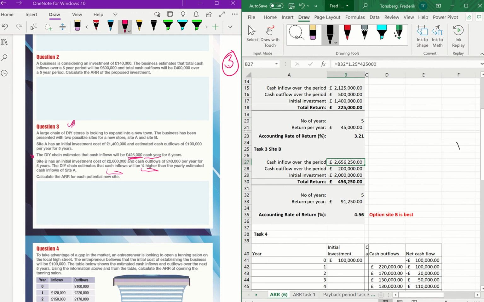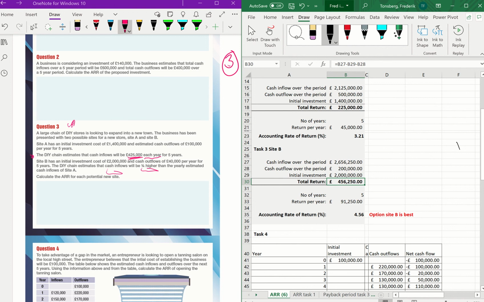So what's the return? Well, take the inflows minus the outflows minus the initial investment, and that will give me the total return of 456,250. You can see that's what I'm doing up here. So the blue minus the purple and red. Again, a positive return on that.